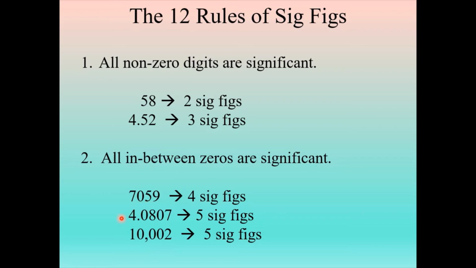The number 4.0807 has 5 significant figures because both of these zeros are in between zeros. Likewise, the number 10,002, this has 5 sig figs because these 3 zeros are all in between non-zero numbers here, and so all of these are counted as sig figs.